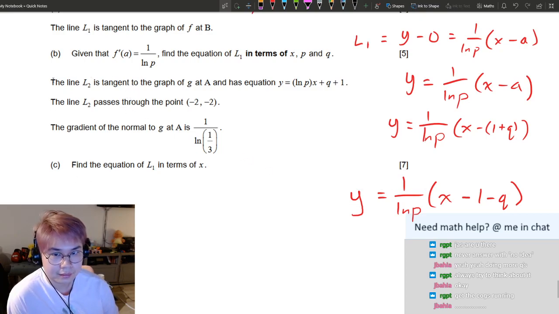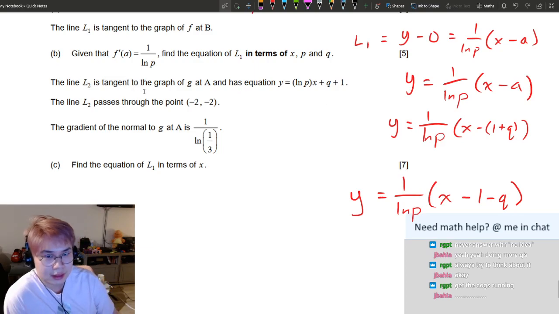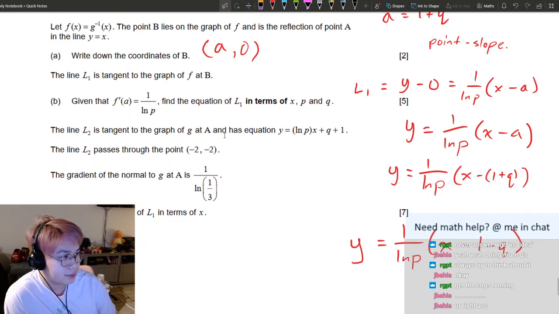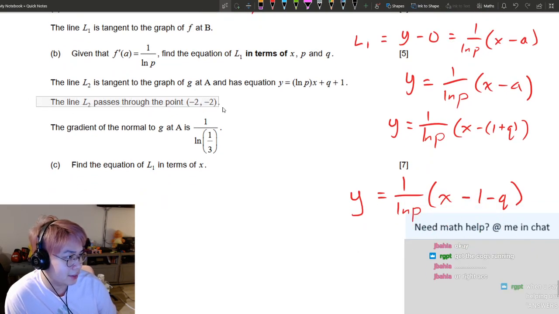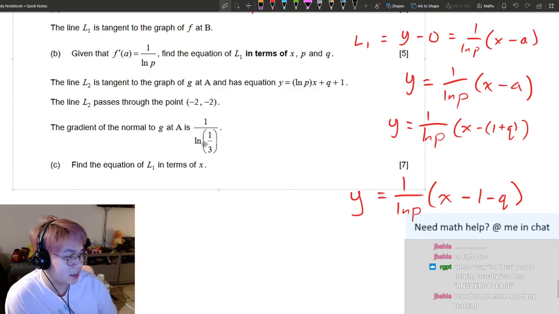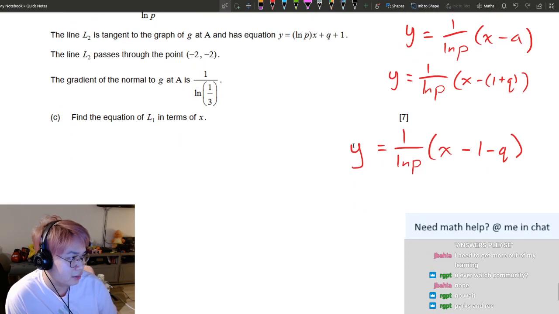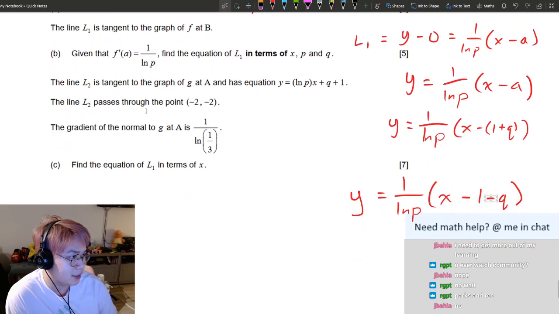And then let's see. We have line 2. So this is a tangent to graph G, this one. And they already give you the equation of the line. We also know that the line goes through this point. And then we also know the normal is this. So then we need to find an equation of L1, which was this answer, in terms of just x. So I need to know what P and Q are. And that's why they tell me all of this information here.